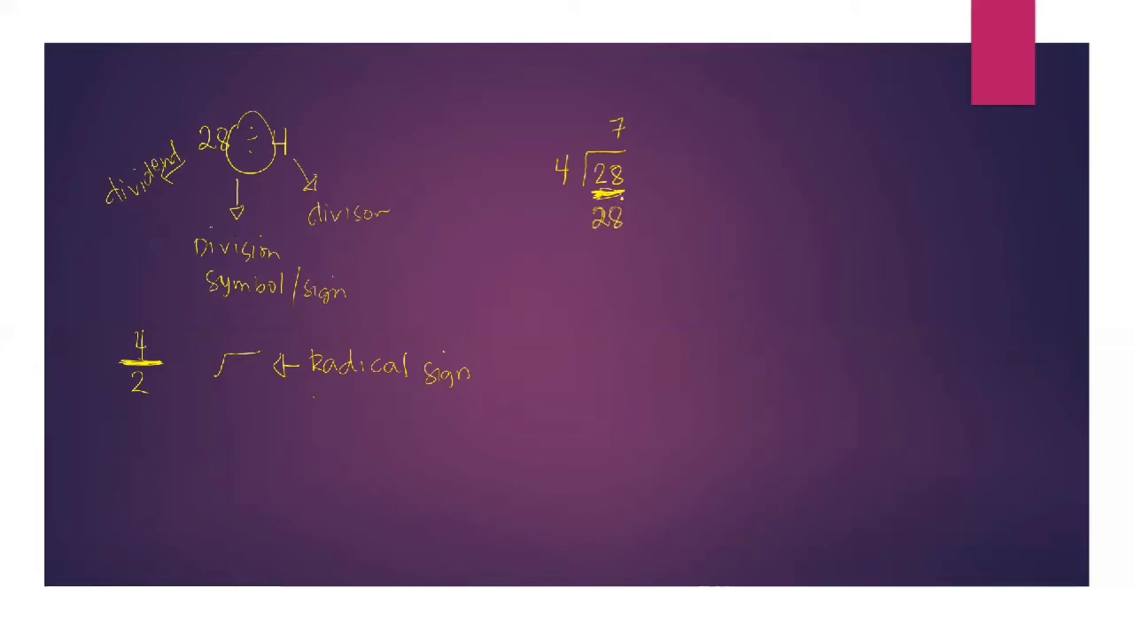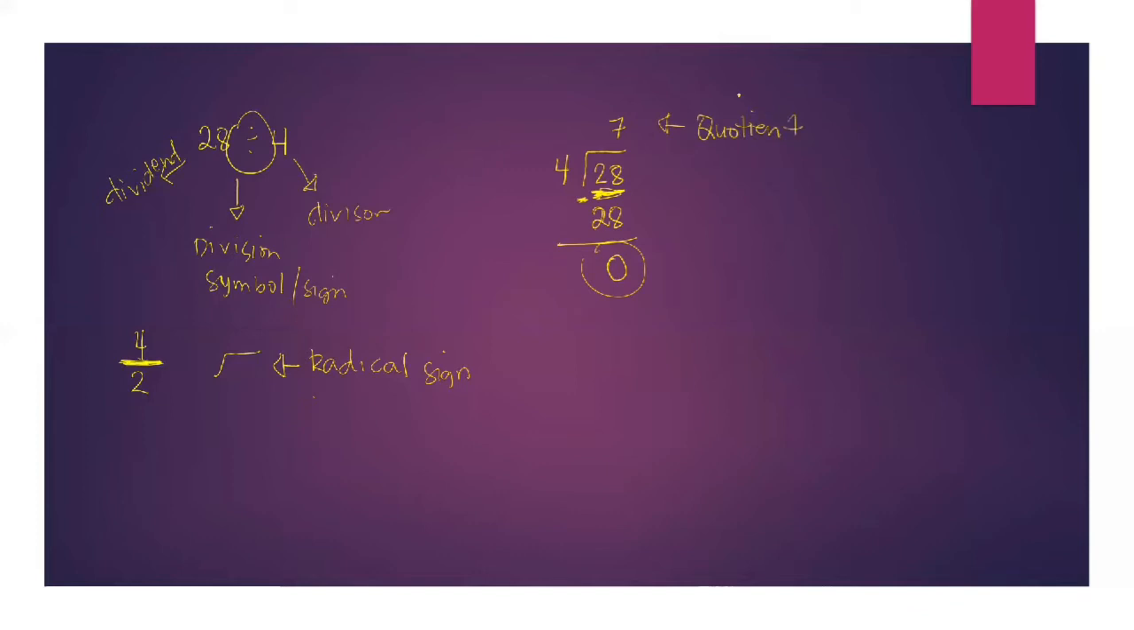After daw natin mag-multiply, we will subtract. So, sasubtract lang natin yung dividend and also the partial product. So, 28 minus 28 is 0. Pag yung sagot natin dito is 0 na, then we can easily identify the quotient. So, the quotient is 7.